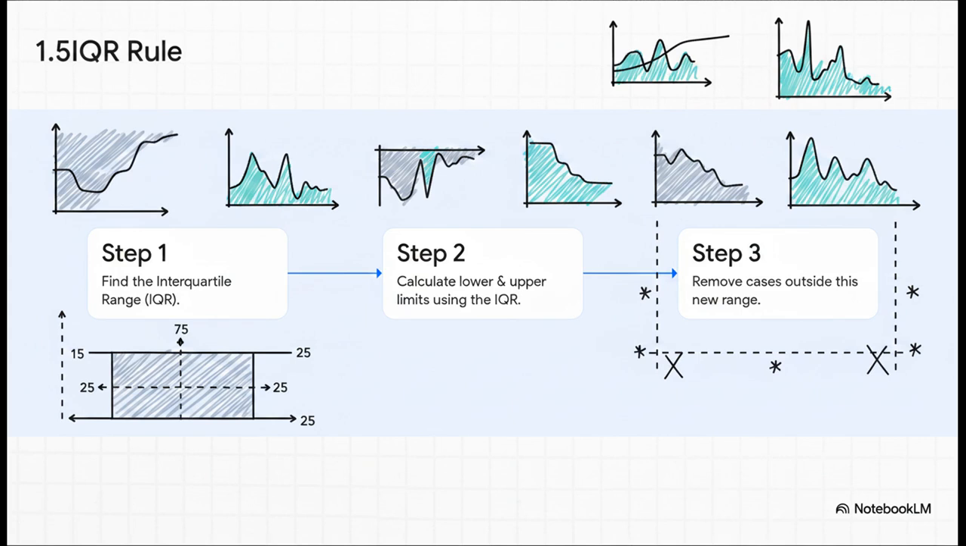But, what if our data isn't a perfect bell curve? What if it's messy? Well, that's when we bring in our second tool, the 1.5 IQR rule. This one is clever because it doesn't use the average, which can get totally thrown off by outliers. Instead, it looks at the middle 50% of the data to figure out what's normal. It's built for the kind of skewed, real-world data we see all the time.